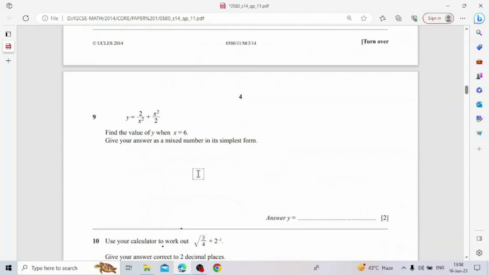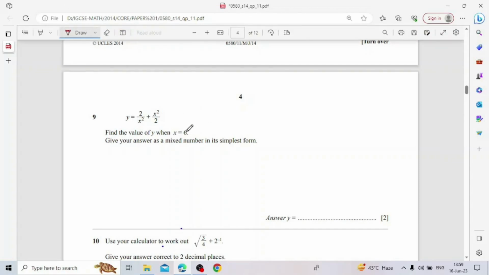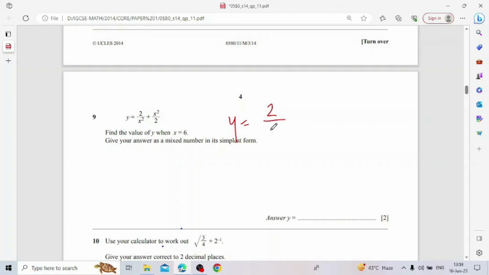Done. Number 9, y is equal to 2 over x squared plus x squared over 2. Find the value of y when x is equal to 6. Here we have to replace x by 6 in this equation. So y is equal to 2 over 6 squared, wherever x is there, I have to use 6, plus, now again x squared, so 6 squared over 2.